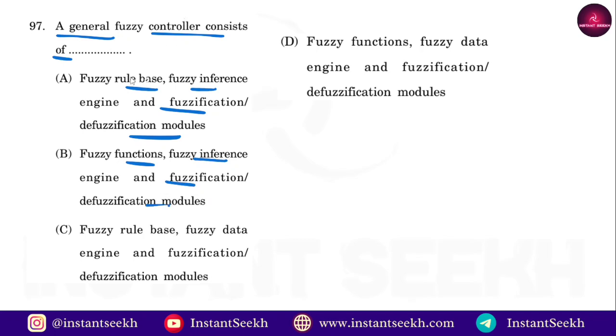What is the change here? Here they have mentioned rule base, here they have mentioned functions. C, fuzzy rule base, fuzzy data engine, fuzzification and defuzzification module. And D, fuzzy functions, fuzzy data engine, and fuzzification and defuzzification module. Your correct answer is the first one: fuzzy rule base, fuzzy inference engine, and fuzzification and defuzzification modules are the parts of the fuzzy controller, nothing else.